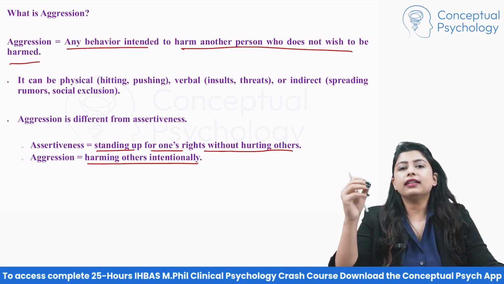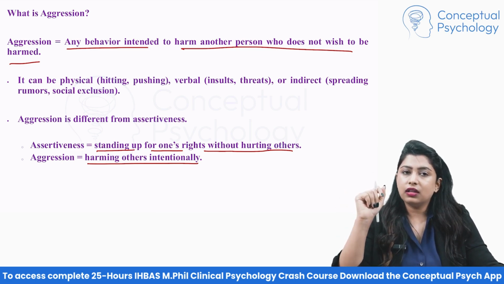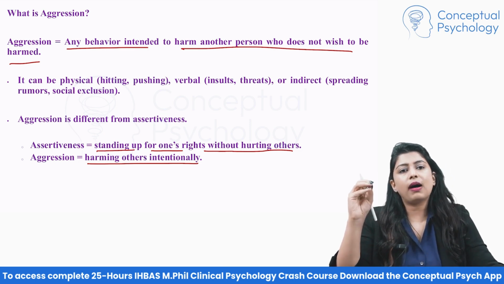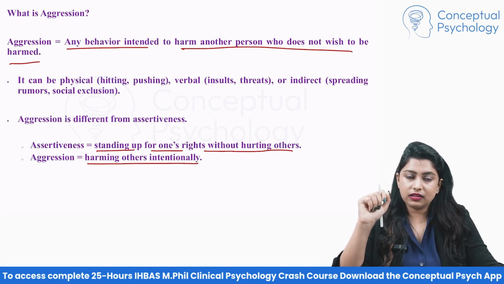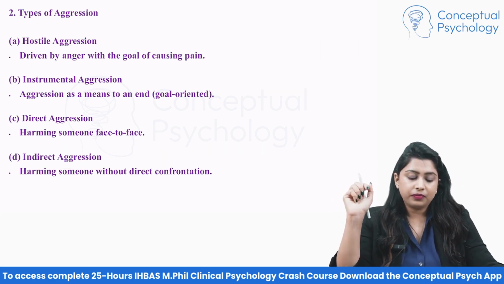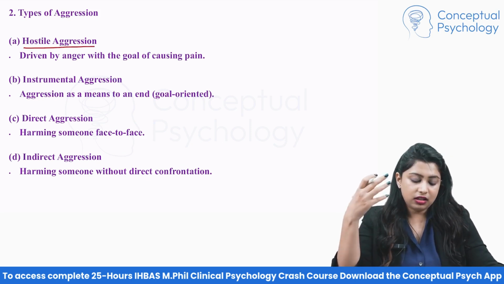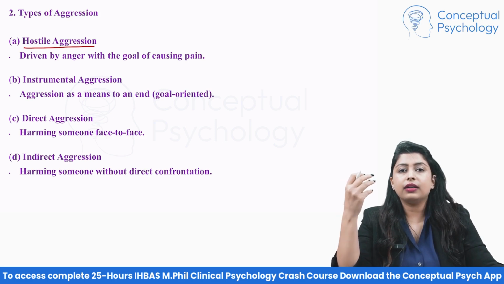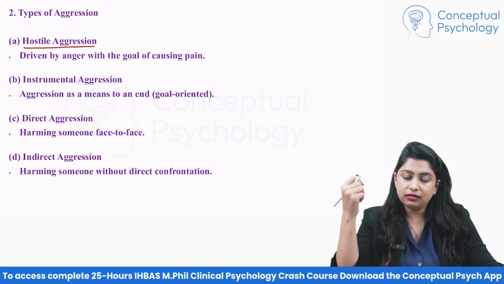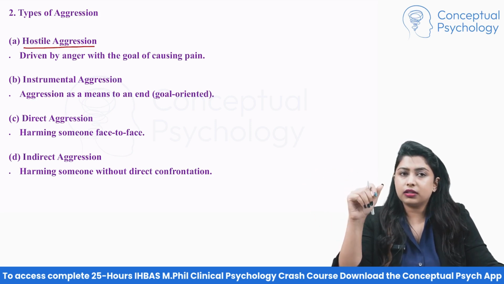So, yelling at a classmate to humiliate them is aggression. Firmly telling someone to respect your boundaries is assertiveness. Talking about the types of aggression, the very first is hostile aggression. It is driven by anger with the goal of causing pain, maybe punching someone during a heated argument.